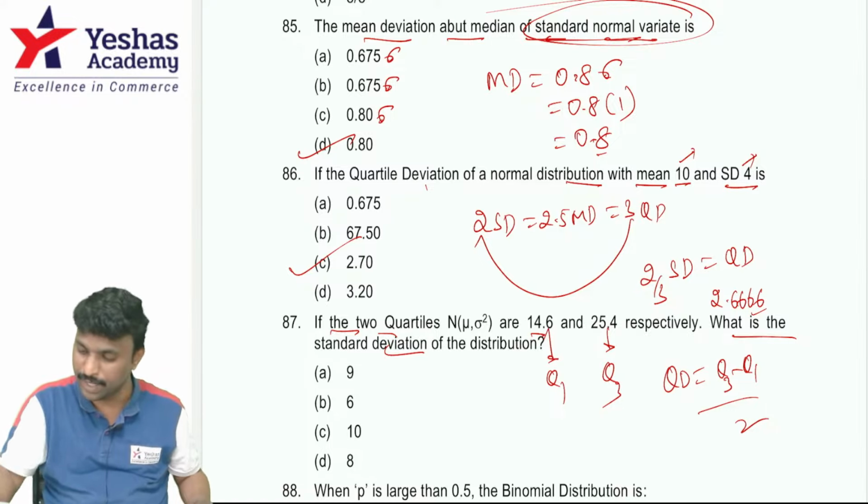If P is larger than 0.5, obviously Q is less than 0.5. So if P is greater than Q, what distribution? If P is less than Q, it is what distribution? If P is less than Q, it is positively skewed. If P is greater than Q, it is negatively skewed.